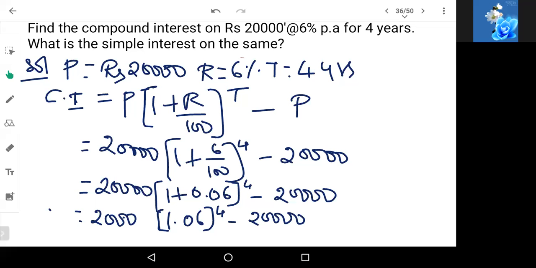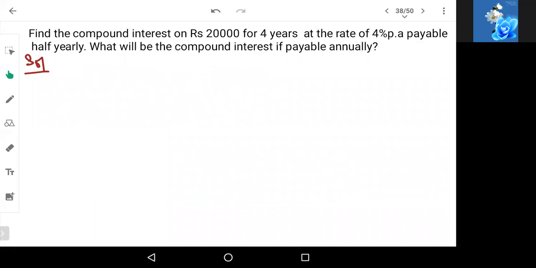So we finished this problem, right? Yeah. So this question has two parts.